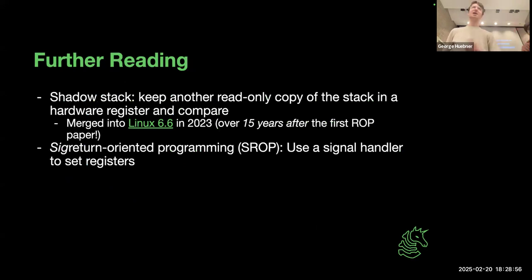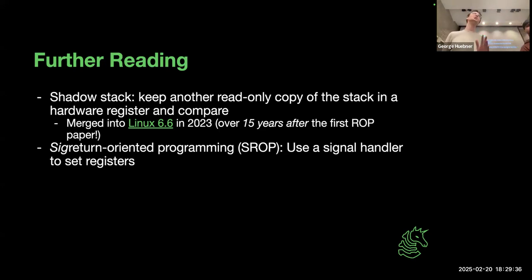To hammer home the point of how powerful this is, the original ROP paper is like 2007, I think. Justin Bieber was super popular. Some of you may not even have been born. And then this shadow stack mitigation: the idea is you keep a read-only copy of the stack once you enter a function to make sure you haven't been tampering with things. It's kind of like a stack canary, but a little bit more secure. This got merged into Linux in 2023. So ROP was completely unchecked for over a decade. And even then, shadow stack requires hardware support. You can't basically fix this in software.